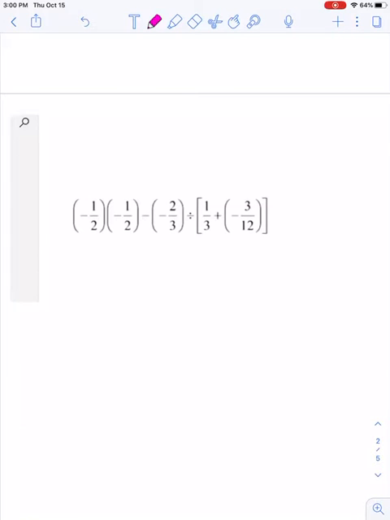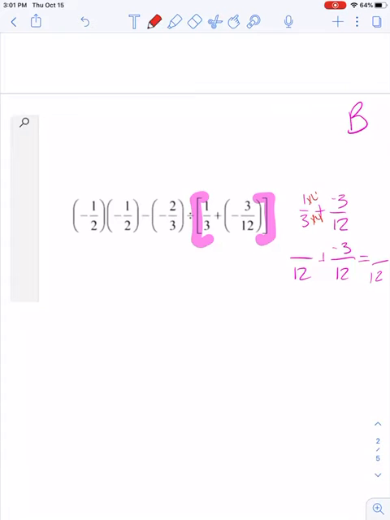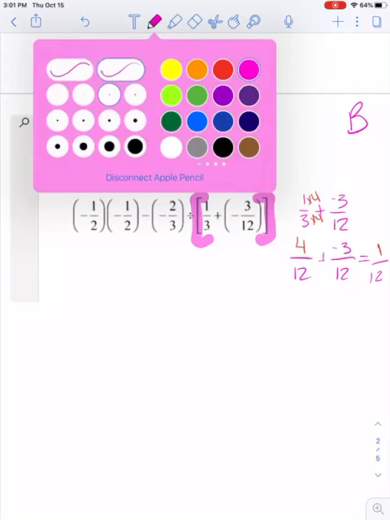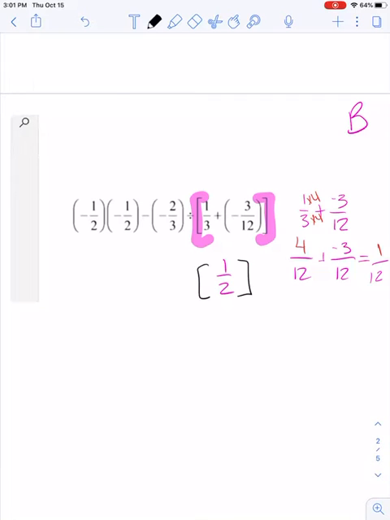When we're doing fractions, we follow the same rule, so we're looking for brackets. We have brackets right here. When you're doing fractions, I suggest you use a rough paper or a draft paper on the side. So in the bracket, we need to do 1/3 plus -3/12. When we're adding fractions, you need to have a common denominator. So I need to times by 4, I need to times by 4. 4 plus -1 gives me 1/12. Rewrite everything.